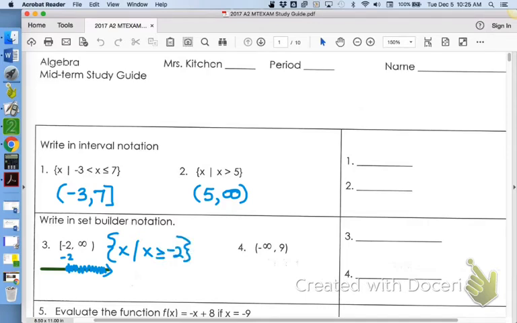Okay, I probably did the same thing with this one. Yes, I did. So set builder notation is going to look like this. X such that x is less than 9. Okay, moving on.